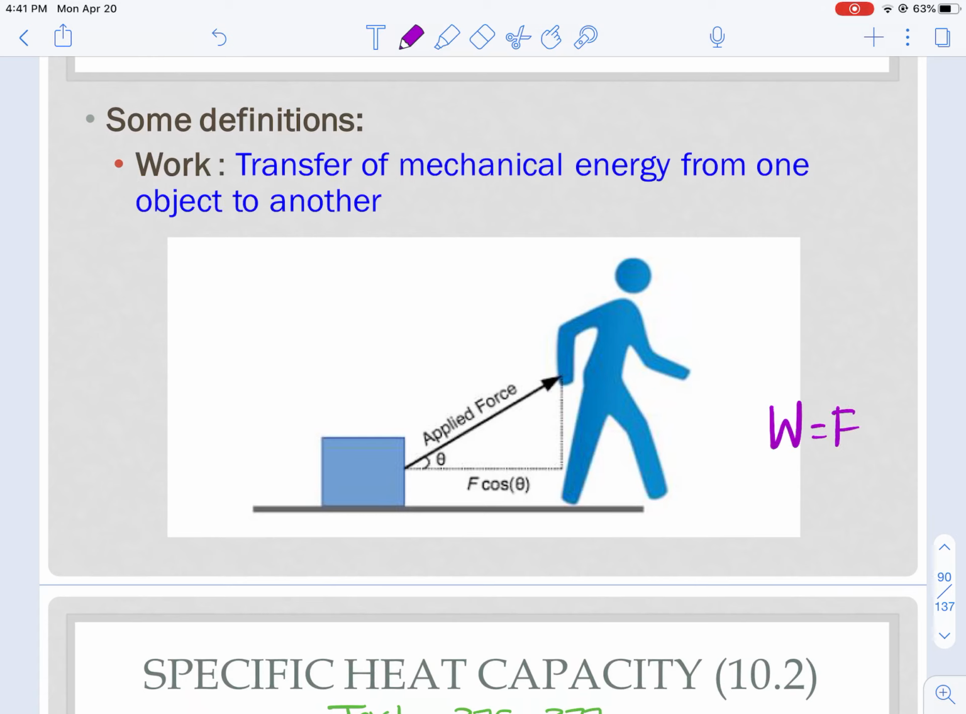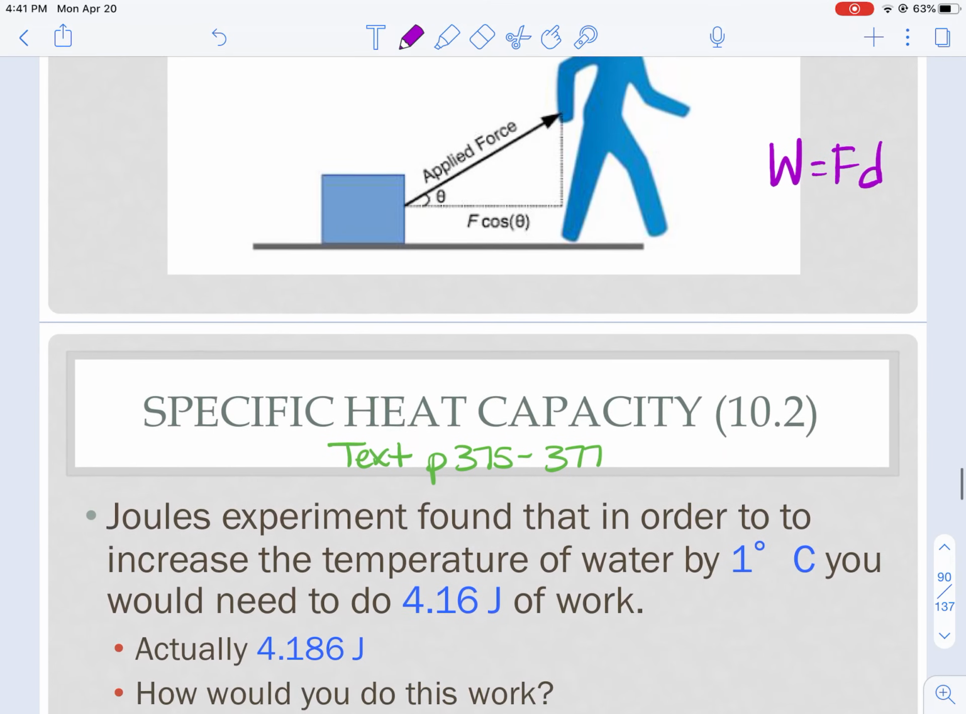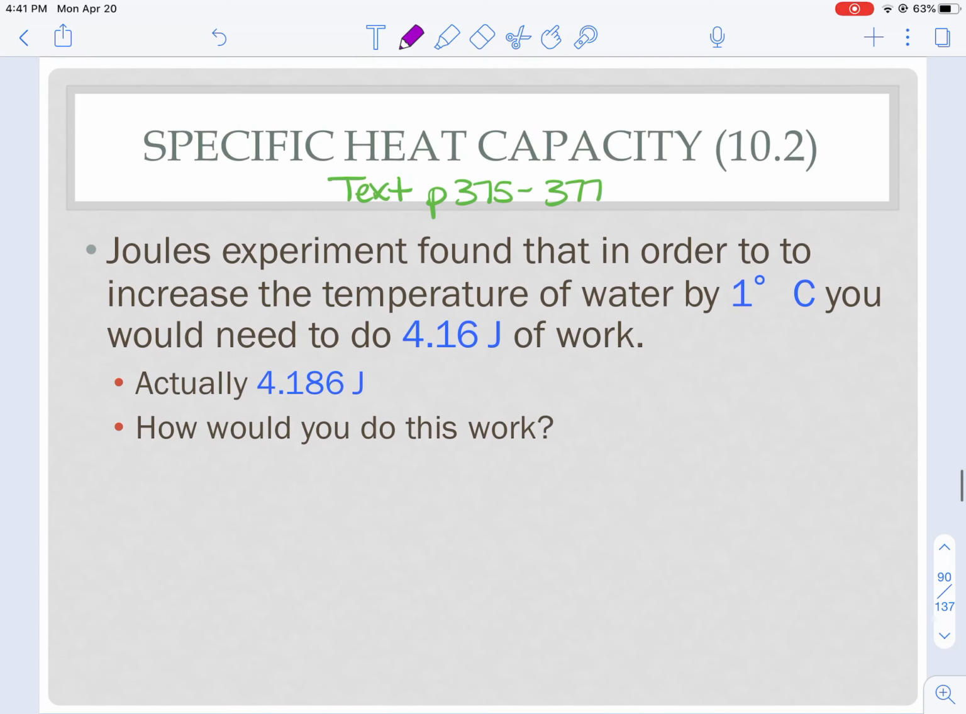And work, we saw that earlier, is force times distance, when you give some force and move something a certain distance. It's when you transfer mechanical energy from one object to another. So we're using motion of your arm to move the box, or motion of your arm and legs to move the box some distance. That portion was the section of chapter 4.2 that is in our topic today.